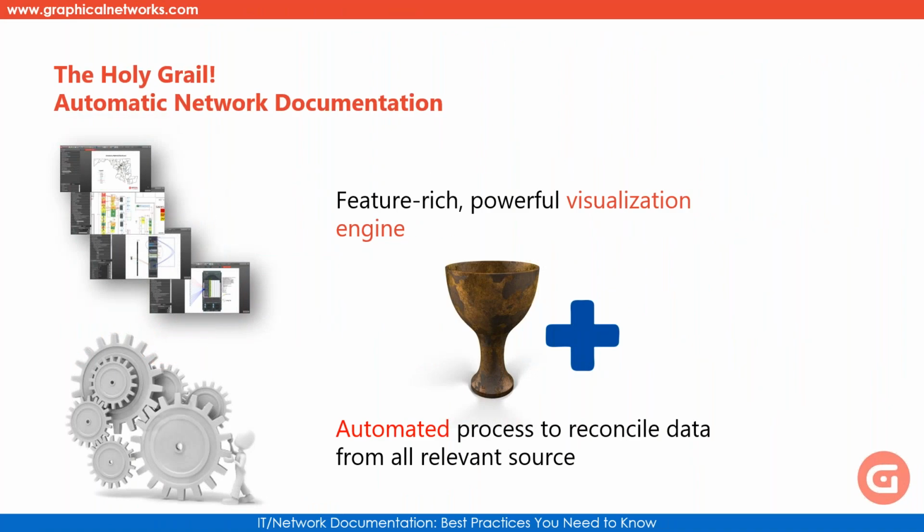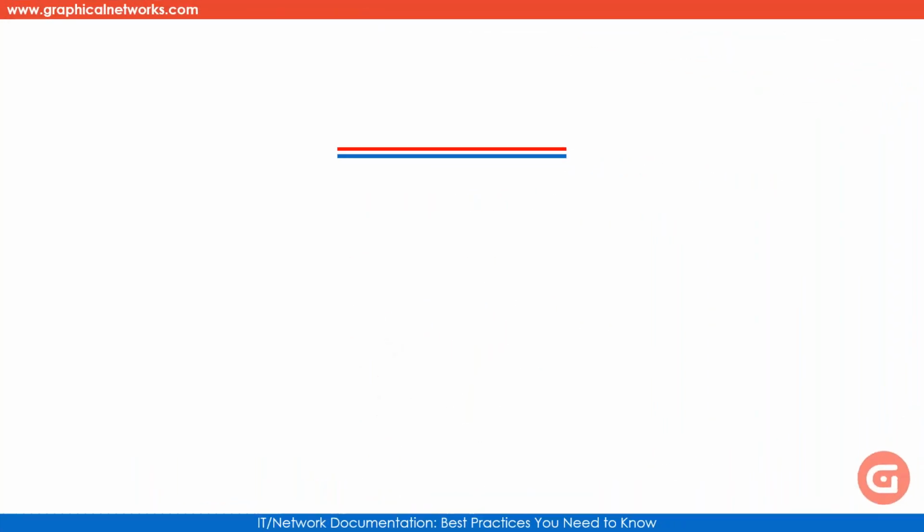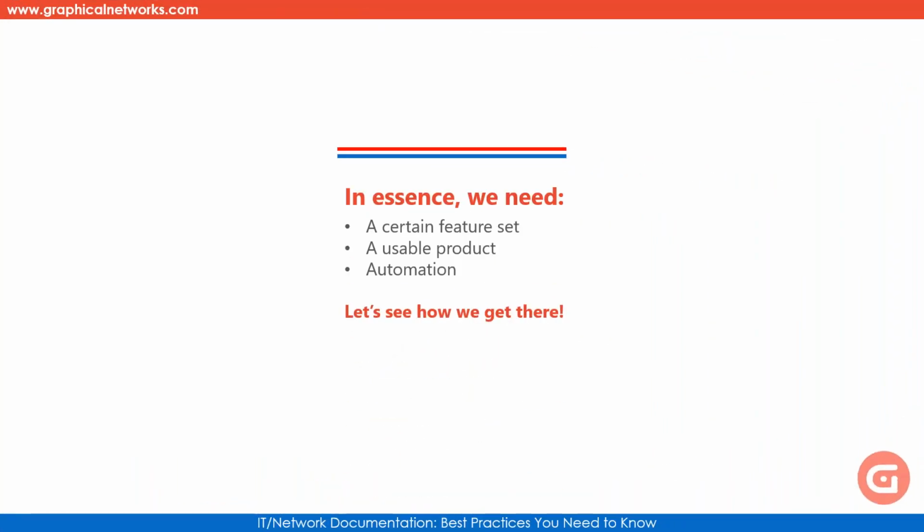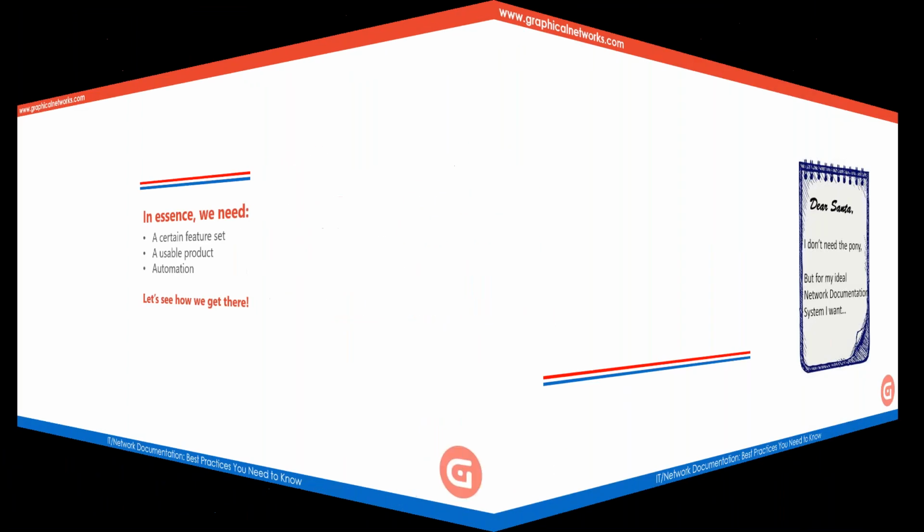So the holy grail: automatic network documentation. If you combine a feature-rich, very powerful web-based visualization, web diagrams, with the automation process to reconcile data from relevant data sources. In essence, you will need a certain feature set, a usable product, and automation. So let's see how we get there.